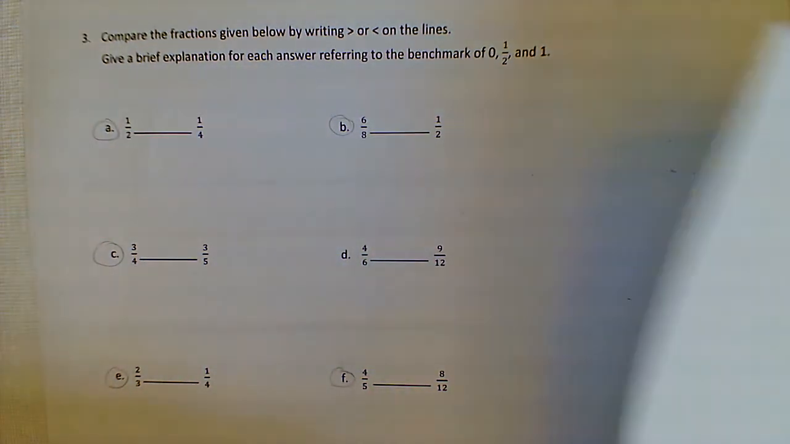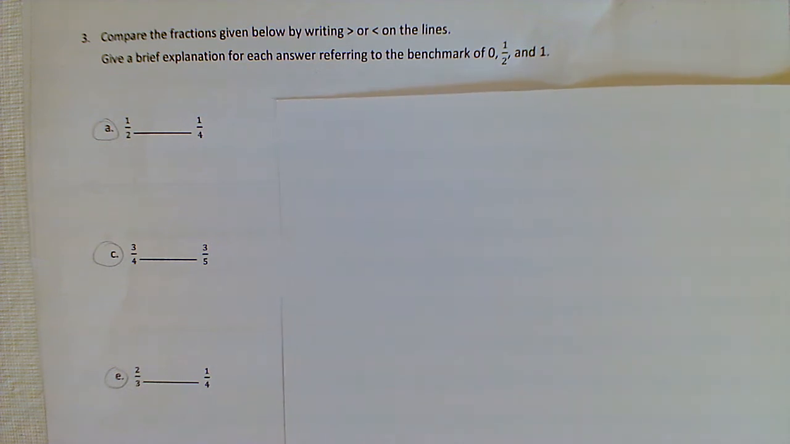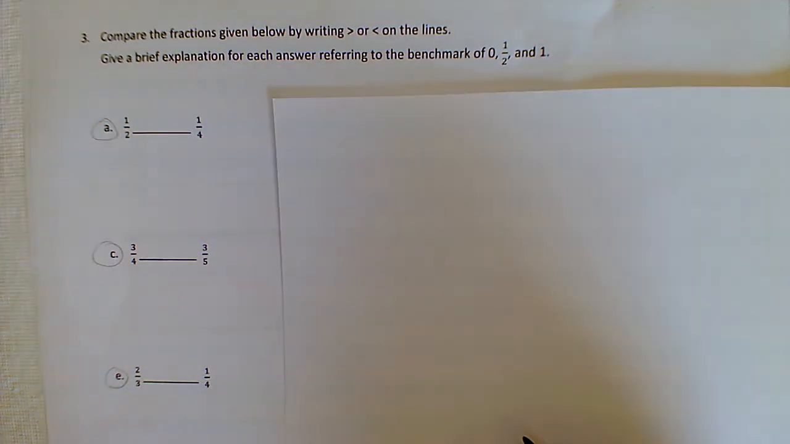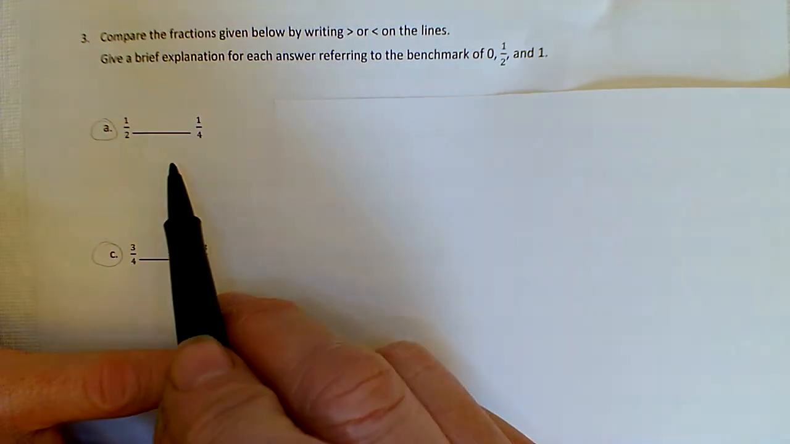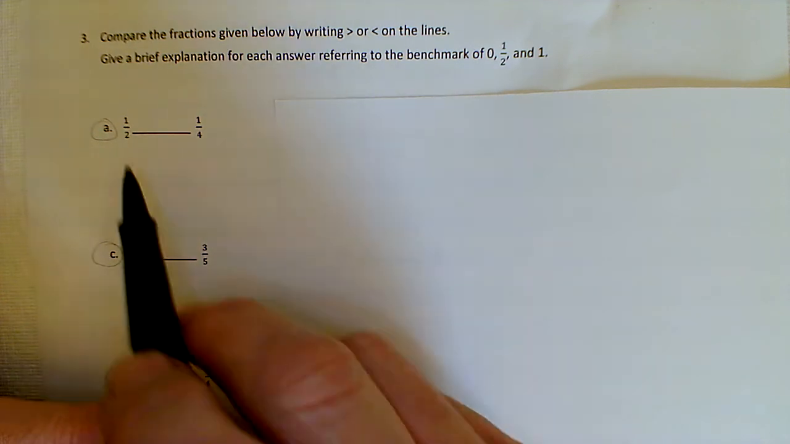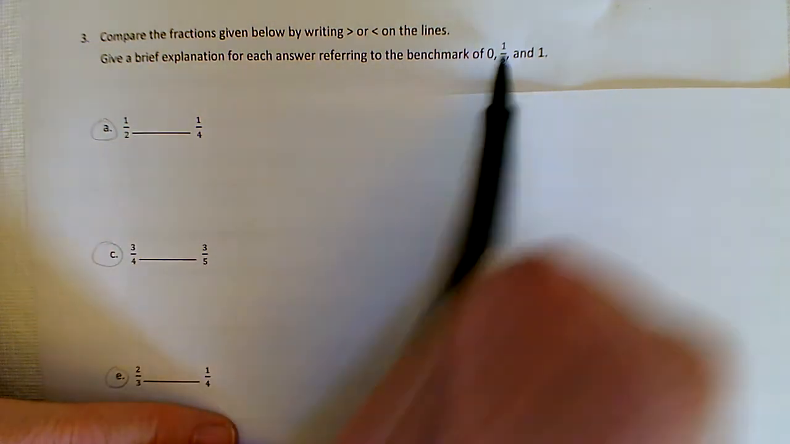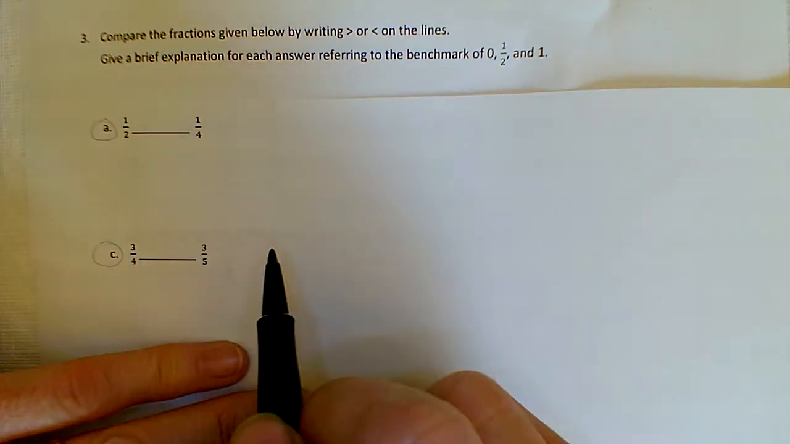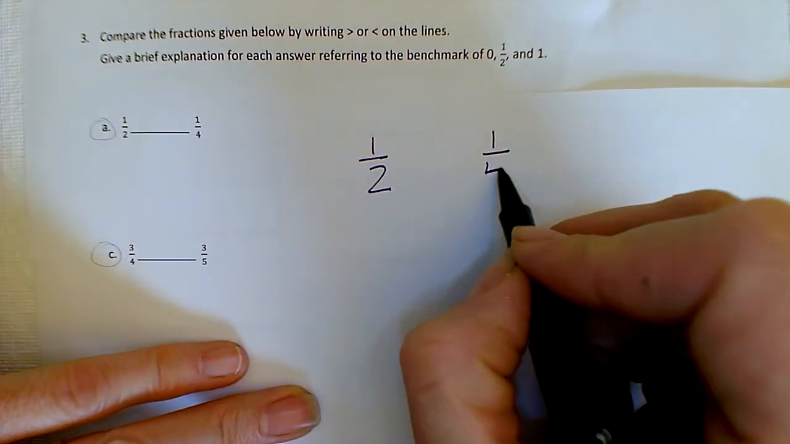Now, I'm going to be doing it a little bit differently because I want to explain it more thoroughly. So I'm actually going to be sketching things out for you to really help you understand. But you would just have to answer it and then explain how you looked at each of those fractions based on benchmarks of 0, 1 half, and 1. So really quickly, let's take a look at 1 half and 1 fourth.